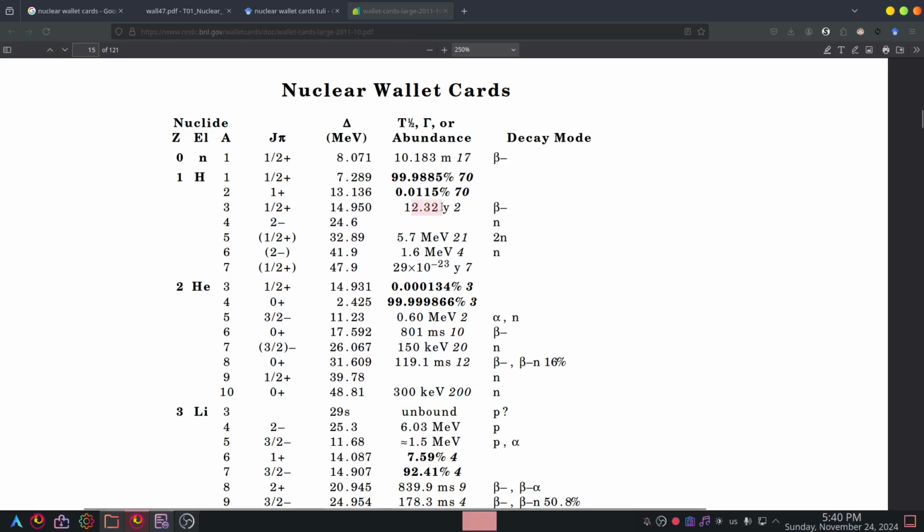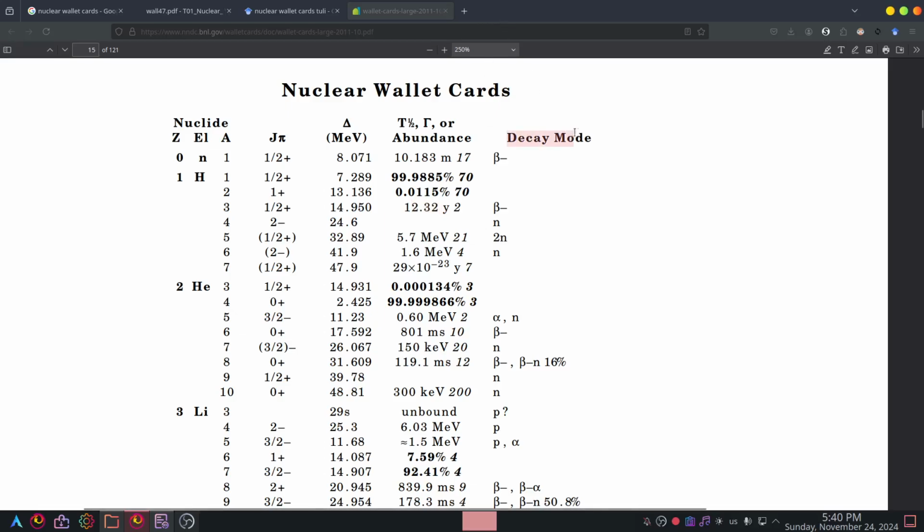For example, helium-3 doesn't exist in nature, but it has a half-life. Or hydrogen-3, tritium, doesn't have a natural abundance, but it has a half-life of 12.32 years. So that's usually the pieces of information you will need.